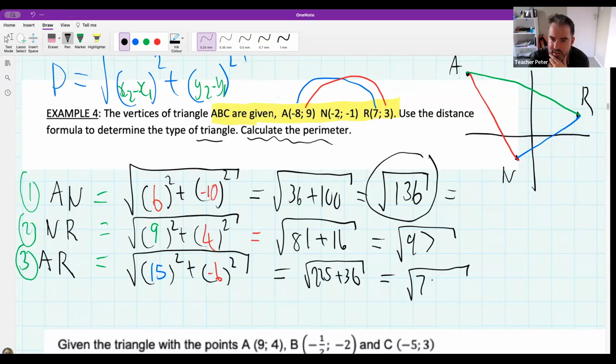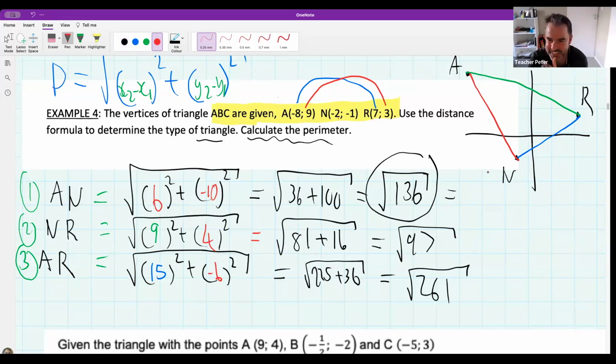Okay, so Callan has given me the square root of 261. Does anybody agree with Callan? Square root of 261? Can we get an amen or a hell yeah or a definitely? Who agrees with 261? Okay, or 3 root 29.